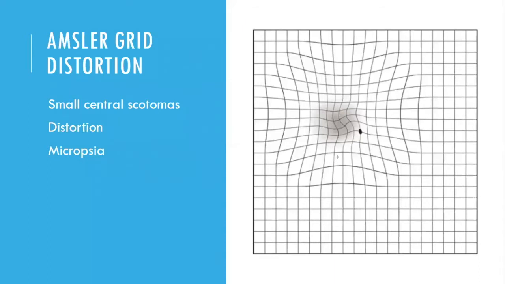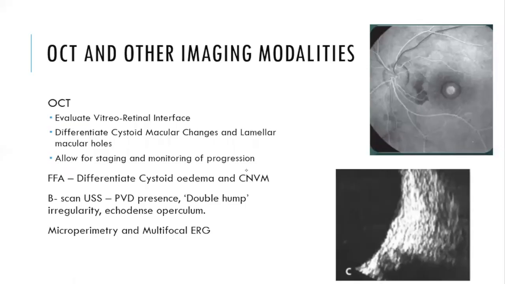The Amsler grid is very useful for looking at patients with macular pathology. Often they have a small central scotoma or distortion, and also this appearance of micropsia. OCT is probably the most useful imaging modality that we have to evaluate the vitreoretinal interface and macular holes. It's useful for the staging and the monitoring of holes also. You can also differentiate between non-full thickness macular holes, lamellar macular holes, and cystoid macular changes.